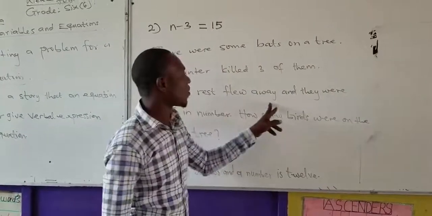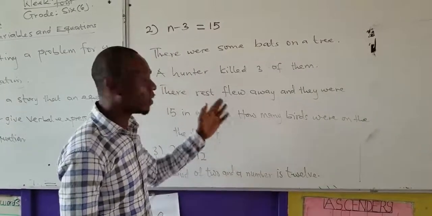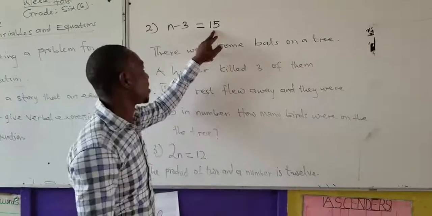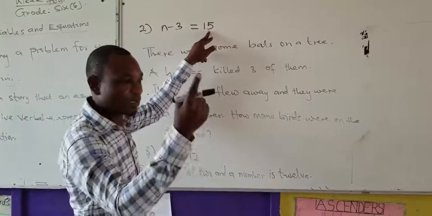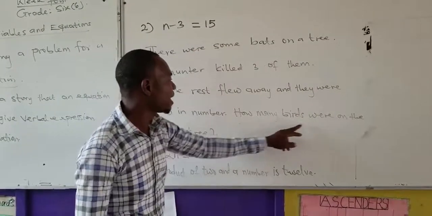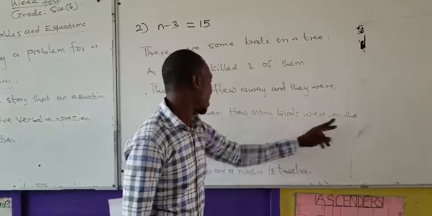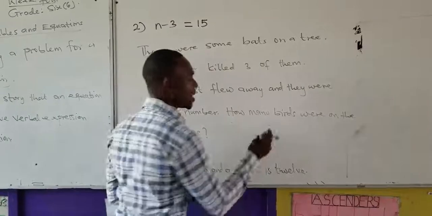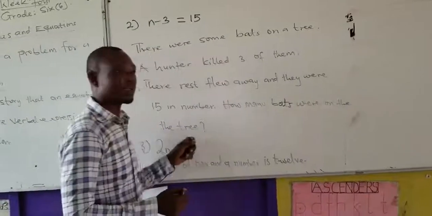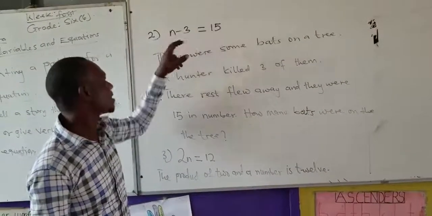The rest flew away, and they were 15 in number. So the rest ran away. They were 15 what? In number. The bats that ran away were 15 in number. How many bats were on the tree? Question mark. So we realize that I formed a story from this equation.